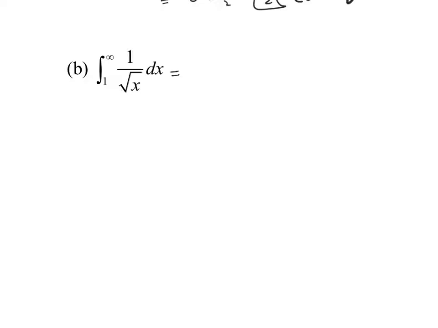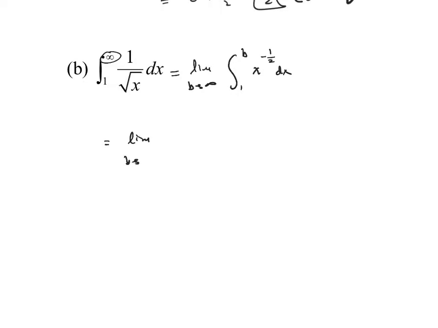Again, this is an improper integral because I have an infinity here. So I'm going to replace that with a b. I'm going to do the limit as b approaches infinity of the integral from 1 to b, and I'm going to write this as x to the, well, square root of x is x to the 1/2, but because it's in the denominator, this would be x to the negative 1/2 with respect to x. Keep that limit there until the very end.